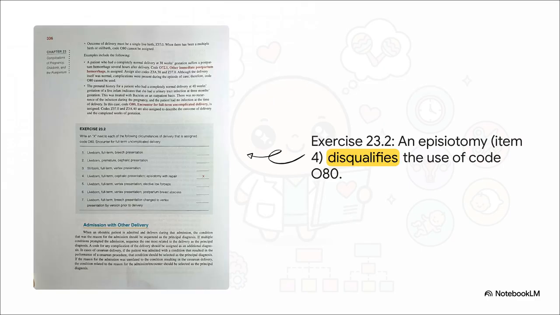This coding exercise is the perfect example of what I'm talking about with how strict that O80 code is. Just look at item number 4. At first glance, it looks good, right? Live born, full term, correct head-first position.